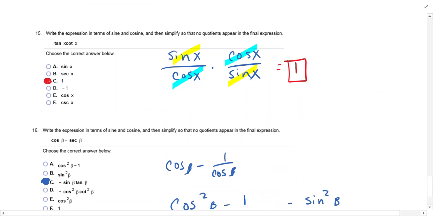15. Do the same thing with tan x, cotan x. Now we could know that those are reciprocals, and if you multiply them together, you get 1. But if we change them to sine and cosine, because that's what this says here, you have sine over cosine times cosine over sine, cancel, cancel, and you are left with 1.